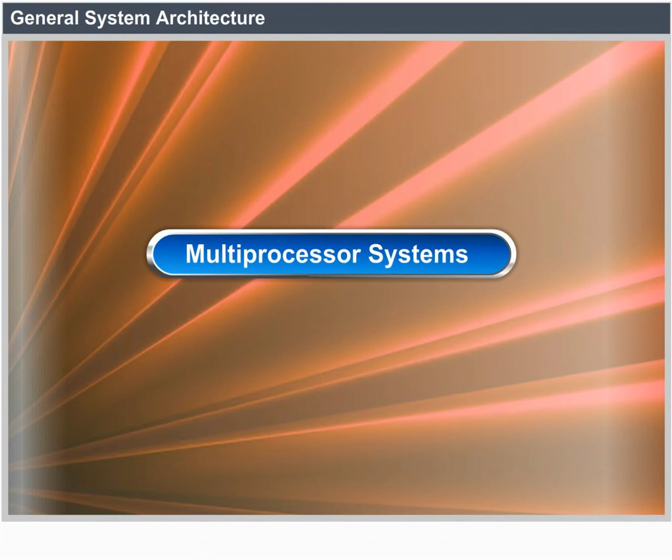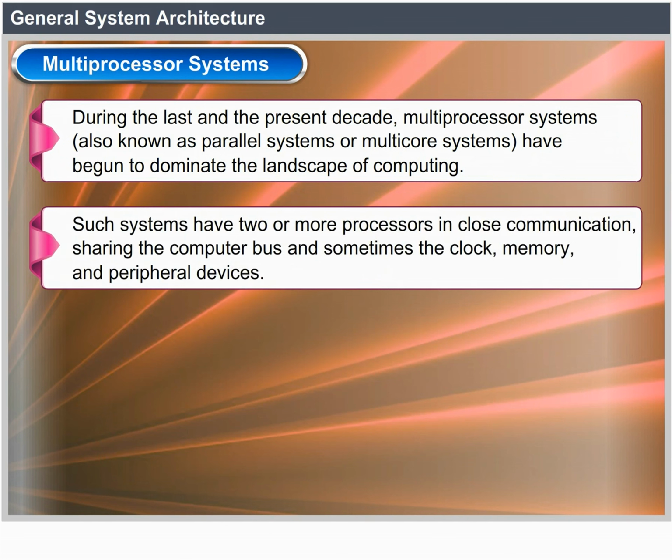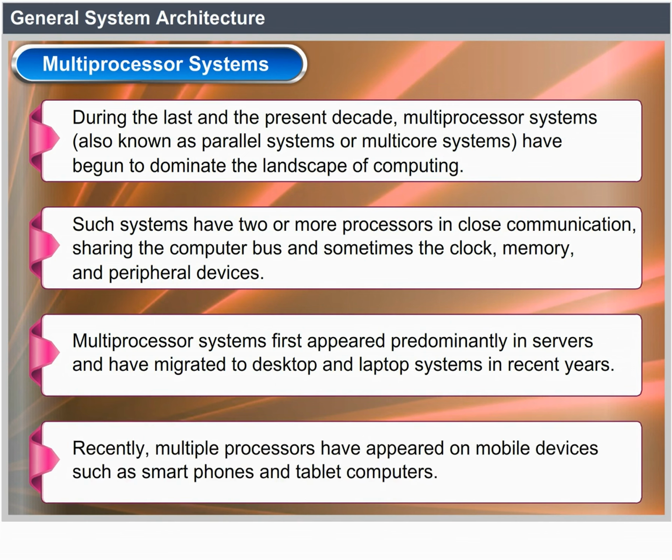Multiprocessor systems. Within the past several years, multiprocessor systems, also known as parallel systems or multicore systems, have begun to dominate the landscape of computing. Such systems have two or more processors in close communication, sharing the computer bus and sometimes the clock, memory, and peripheral devices. Multiprocessor systems first appeared prominently in servers and have since migrated to desktop and laptop systems. Recently, multiple processors have appeared on mobile devices such as smartphones and tablet computers.